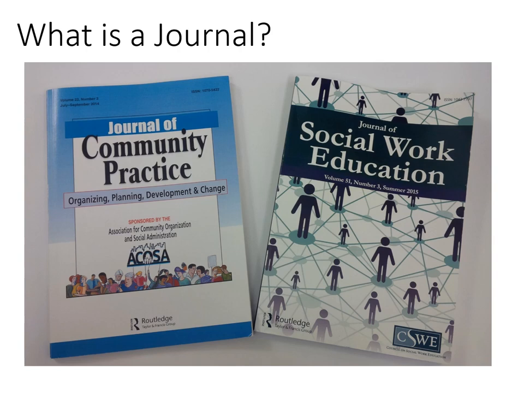Here you can see a picture of two different journals, the Journal of Community Practice and the Journal of Social Work. Journals are a publication that is comprised of a number of different articles, each written by different authors. And journals are published multiple times a year, each time with different articles.